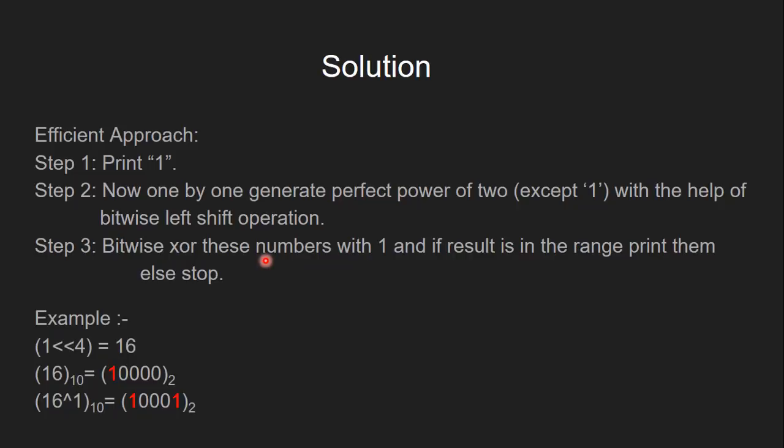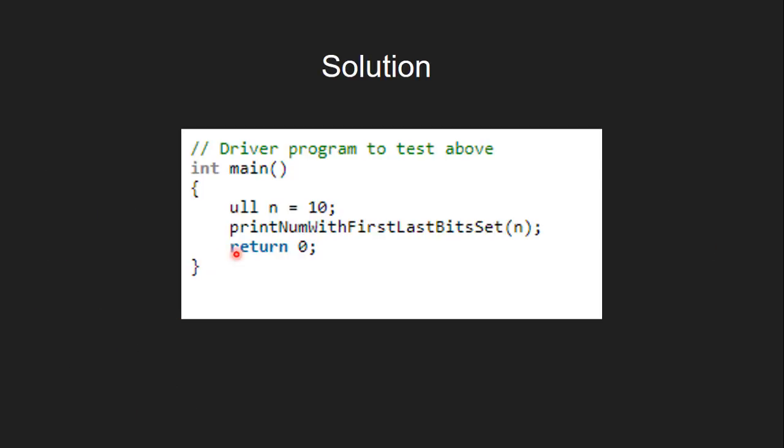For example, using bitwise left shift operation, we generated a perfect power of 2, 16. Now the binary representation of 16 is this binary sequence, and when we perform XOR of 16 with 1, we get a number whose first and last bit is set, and this is true for all perfect powers of 2. In the main function, we call the function printNumWithFirstLastBitSet and pass the value n to it.